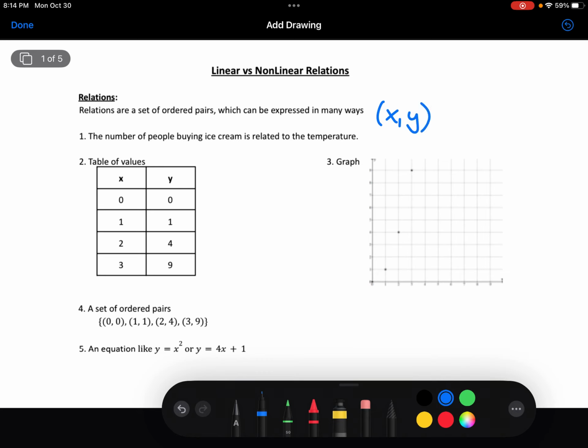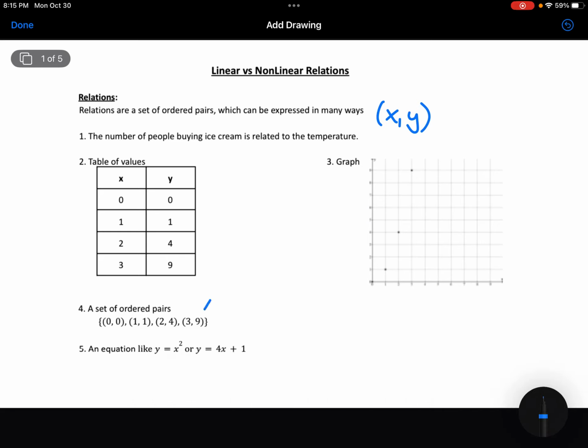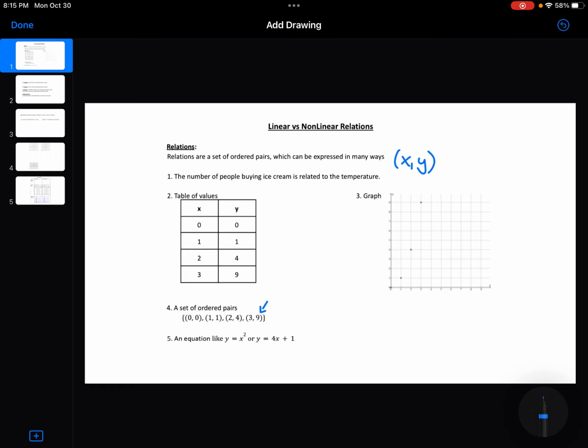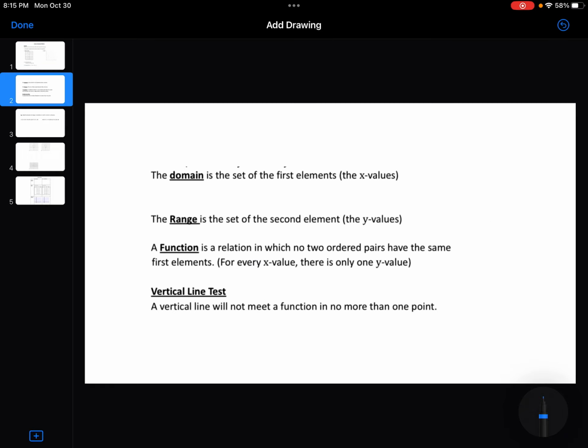So we can either represent this as a sentence, so the number of people buying ice cream is related to the temperature, a table of values where we have something like an x and y chart, so 0, 0, 1, 1, 2, 4, 3, 9, a graph, a set of ordered pairs where we've got a whole bunch of ordered pairs together, so like this, or an equation like y equals x squared or y equals 4x plus 1. So those are all different ways we can represent a relation.